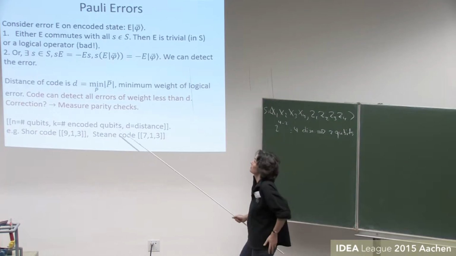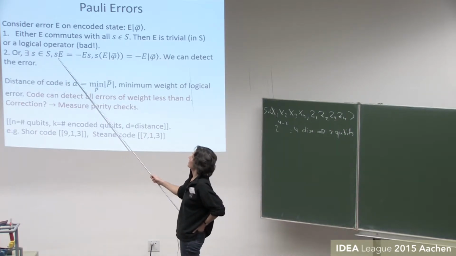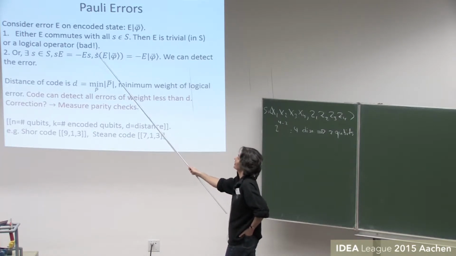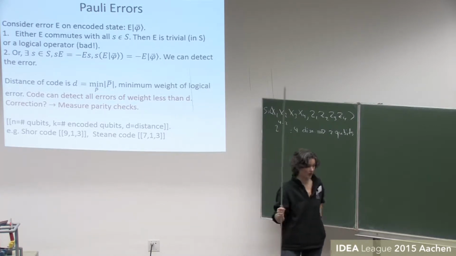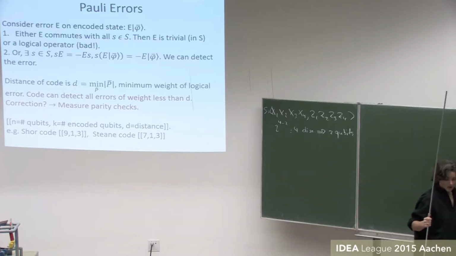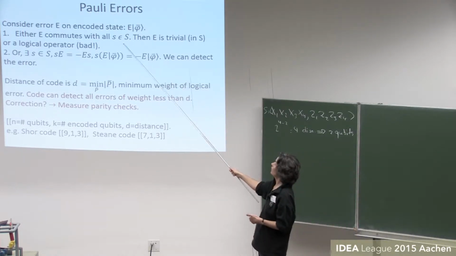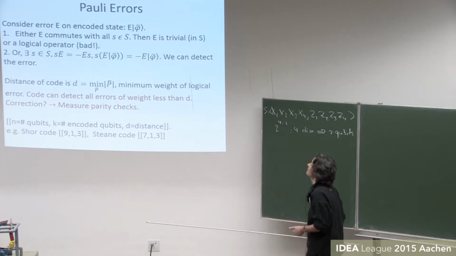Or it anti-commutes with some elements in S. So there is an S such that it anti-commutes, and therefore it's detected by that stabilizer check. So those are the three possibilities. Either E is proportional to a check operator, which is trivial, or it's proportional to a logical operator, or it's detected.